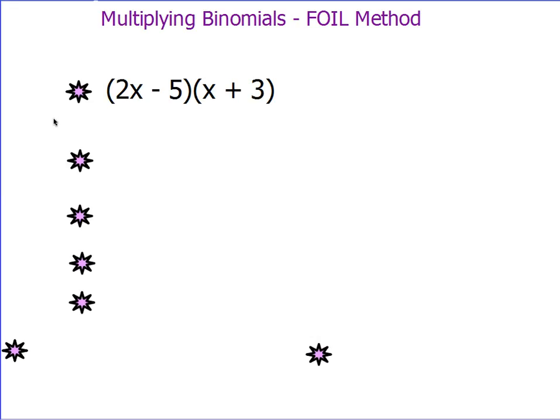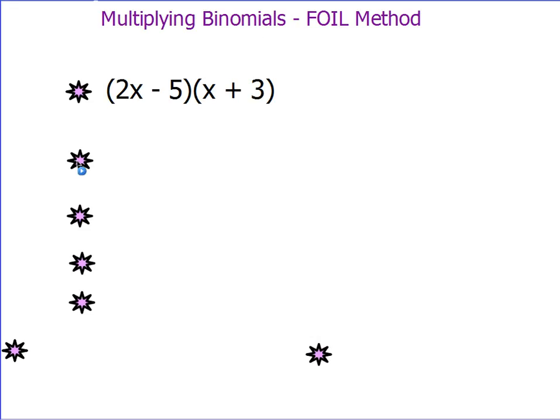FOIL is really the same thing we just did on the previous page, which was repeat the distribution, 2x times the x, 2x times the 3. Then I'm going to add the negative 5 times the x plus the negative 5 times the 3. But what the inventors of FOIL have done is they've come up with an acronym, and an acronym is these letters, the FOIL, stand for other phrases.